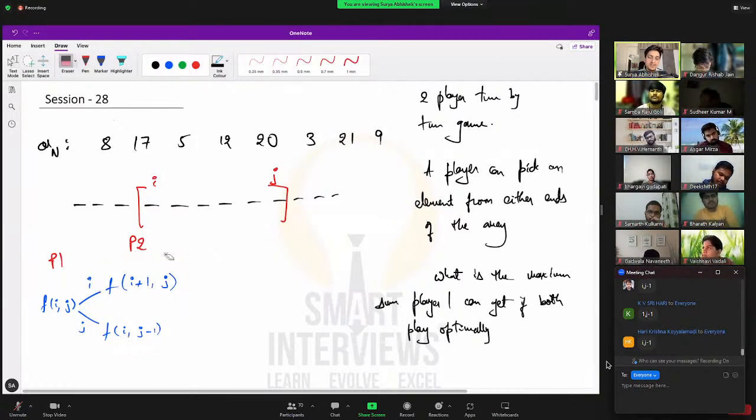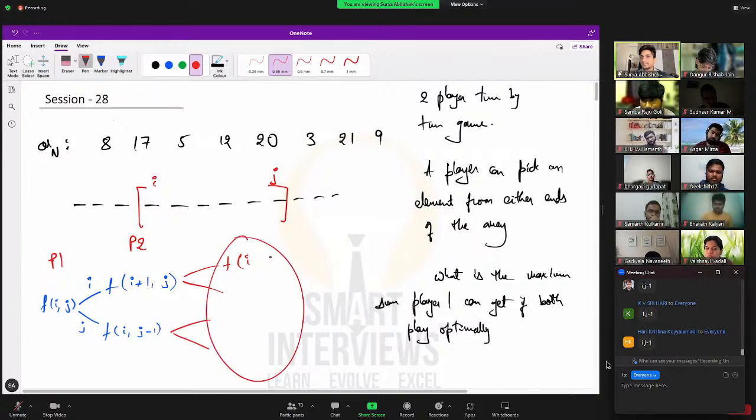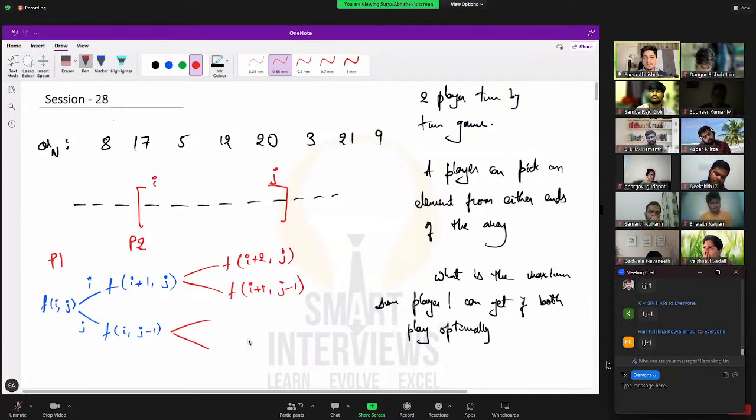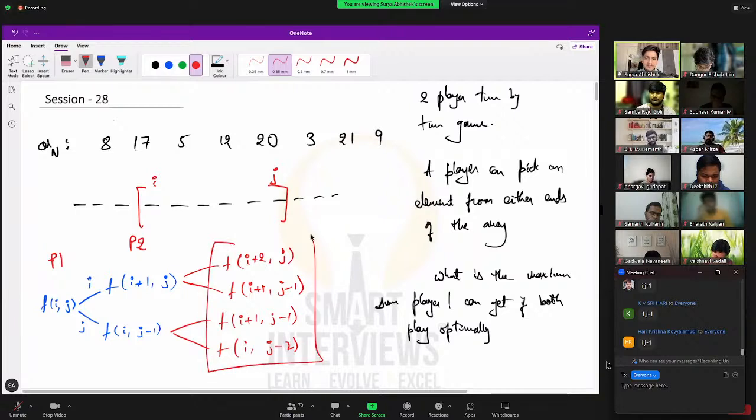You don't know if player 2 will give you one of these two states or one of these two states. But you know that player 2 is going to give you only one of these four states. No other state is possible. If player 2 picks I there, then it will become I plus 2, J. If he picks J here, it will become I plus 1, J minus 1. If he picks I here, it will become I plus 1, J minus 1. And if he picks J here, it will become I, J minus 2. Only one of these four states is possible for player 2 to give you in your next turn.